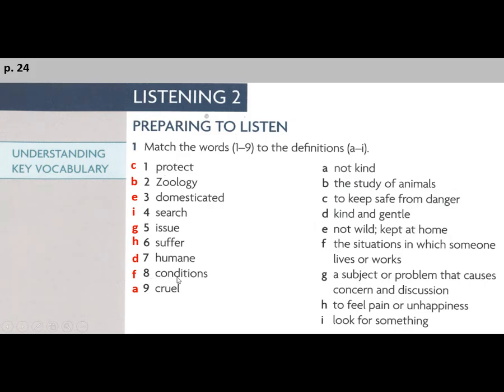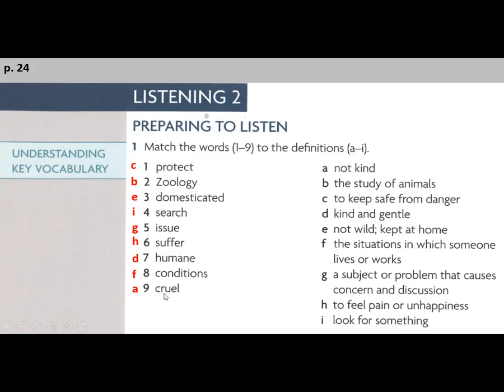Number 8, conditions, which means the situations in which someone lives or works. For example, the working conditions. If you are talking about the working conditions, it means you are working in a place and the situations, for example, the offices, the toilets, the restaurants, all kinds of facilities where you work or live.